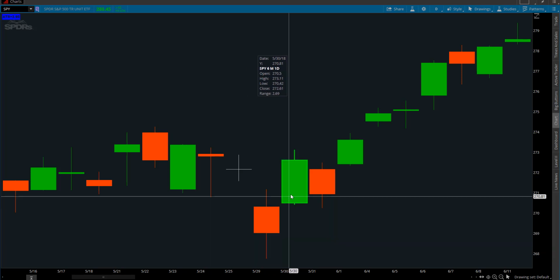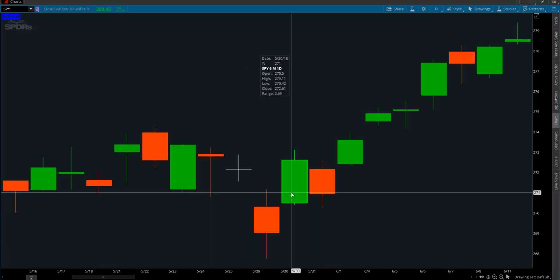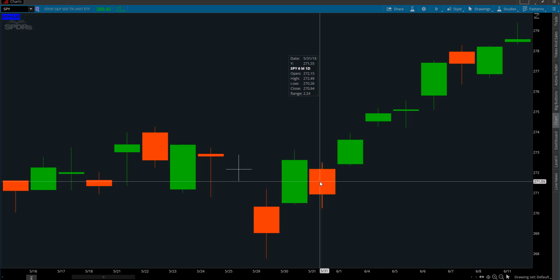OHLCR, every candlestick has those 5 data points. And the fact is they become green or red depending on the relationship between the O and the C. So if it opens at a low point like this green candle, 270.5, I should say, and closes at a high point, 272.61, then that's going to be a green candle. On a red candle, if it opens at a high point, 272.15, but closes at a low point, 270.94, it then becomes a red candle.